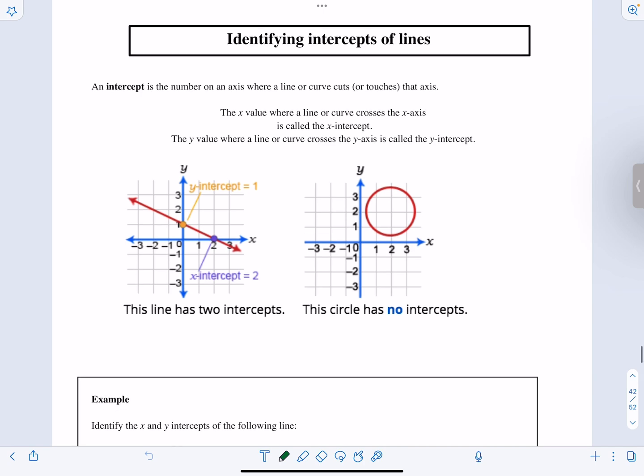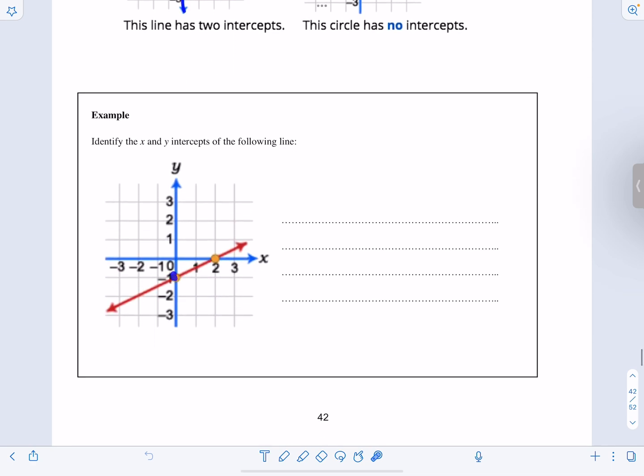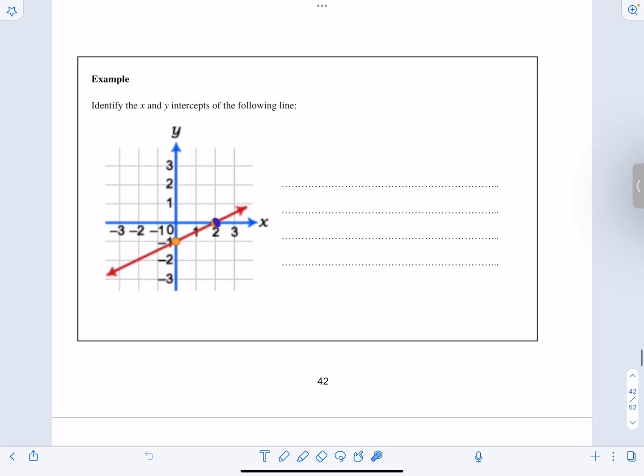Okay, so last lesson I was showing you how I did a video. Well, not really. I kind of just gave you the working out for these pages on how to identify the intercepts. Just to refresh your memory, if it sits on the y-axis, it's a y-intercept. If it sits on the x-axis, it's the x-intercept. So here, the y-intercept is -1, the x-intercept is 2. If it has an x-intercept of 2, then the y-coordinate is 0. If it's got a y-intercept of -1, then the x-coordinate is 0. That's all it means.